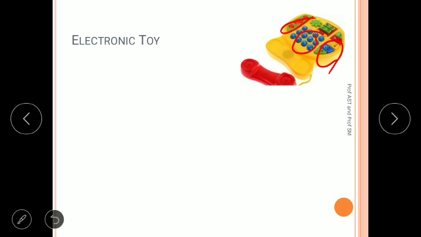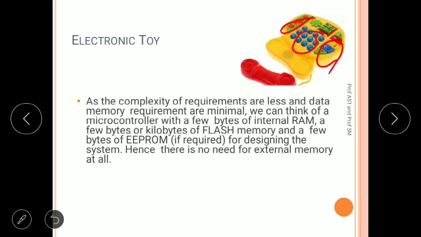As the complexity of such applications is very low and data memory requirements are minimal, we can think of a microcontroller with a few bytes of internal RAM, a few kilobytes of flash memory, and a few bytes of EEPROM for designing the system. Hence there is no need for external memory at all. A simple PIC microcontroller device which satisfies the IO and memory requirements can be used in this case.